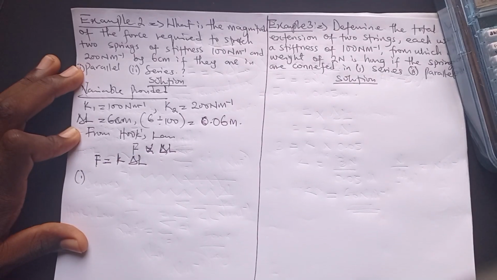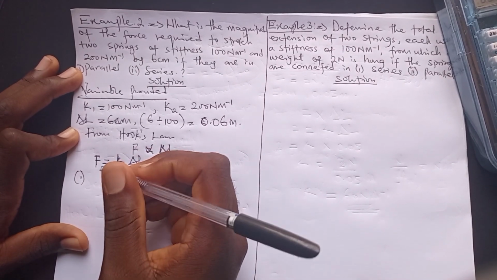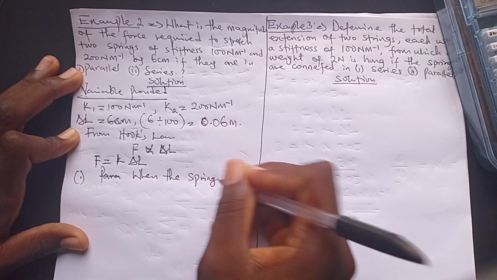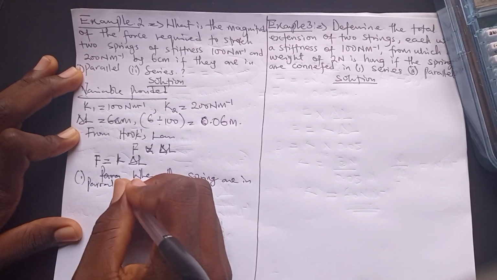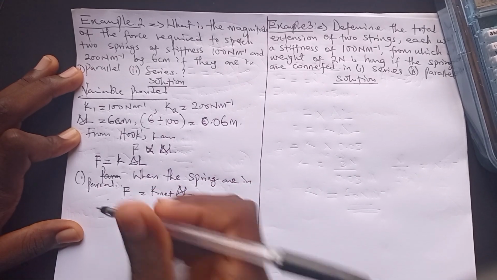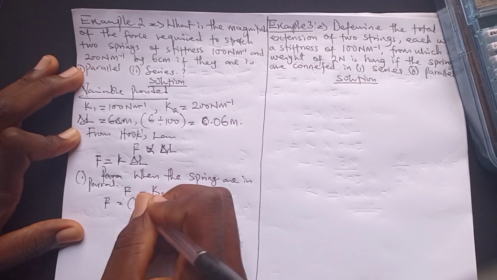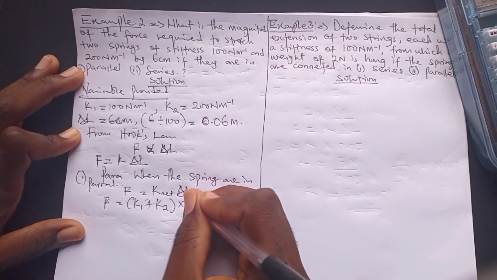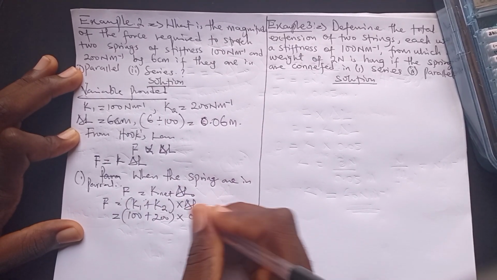Now, the first case is when the two springs are in parallel. So we have F equal to K net times change in length. We are asked to find the magnitude of the force, where K net is K1, the first stiffness, plus K2, the second stiffness, times the change in length. So we have 100 plus 200 times change in length. The change in length is 0.06 meter.